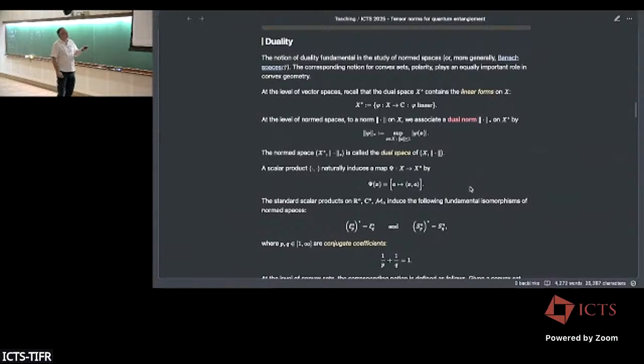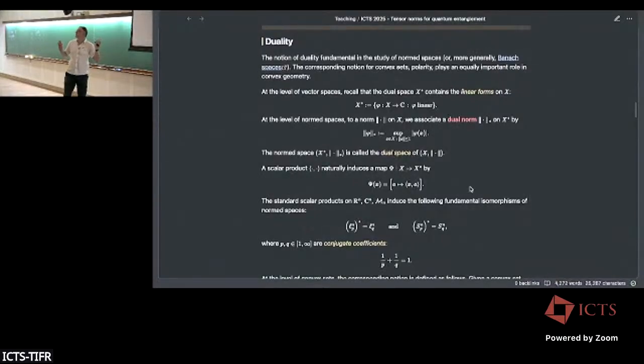So this way, I have this very natural norm that I can put on the dual space of my vector space, and this X star with the dual norm is called the dual space of my original normed space. So for instance, if you have a scalar product on your space, I'm not assuming this, but sometimes you do. If you have a Hilbert space, for instance, then the scalar product induces a nice correspondence and an identification between X and X star.